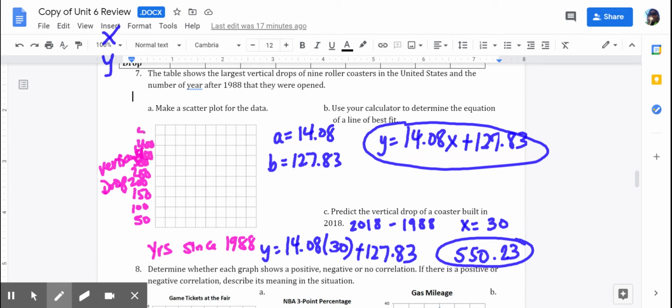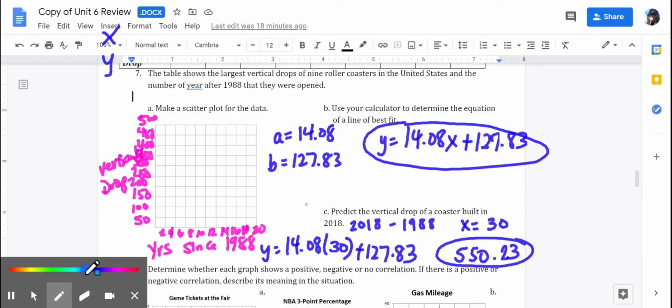400, 450, 500. And then for years, I'll just go by 2 years. I just want to use my data to create this scatter plot.